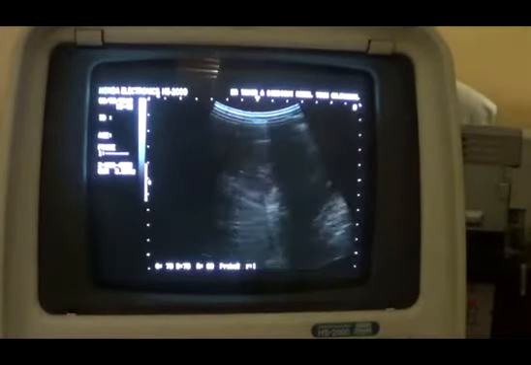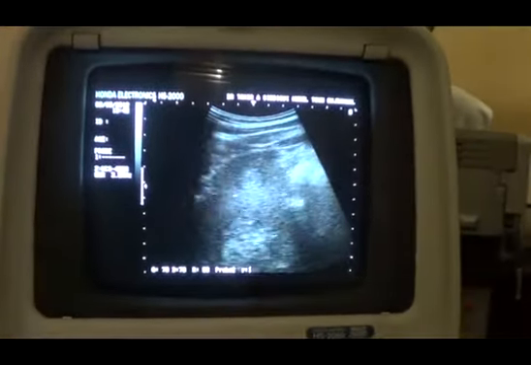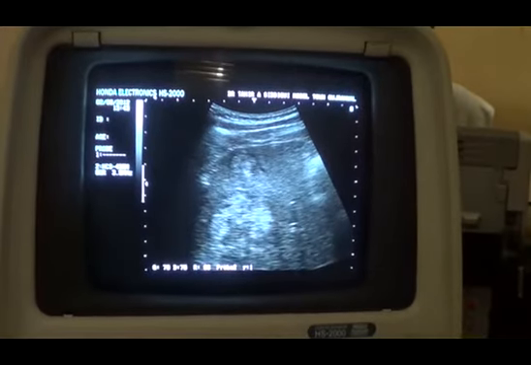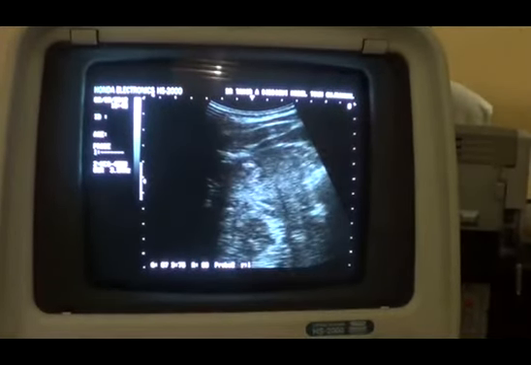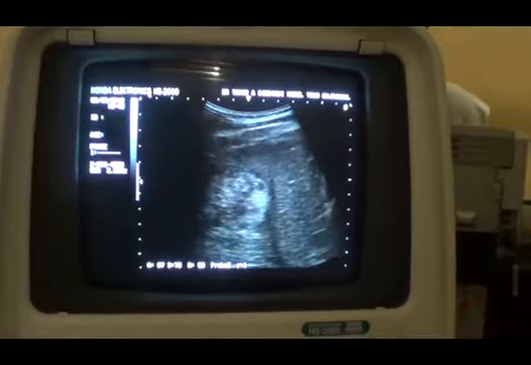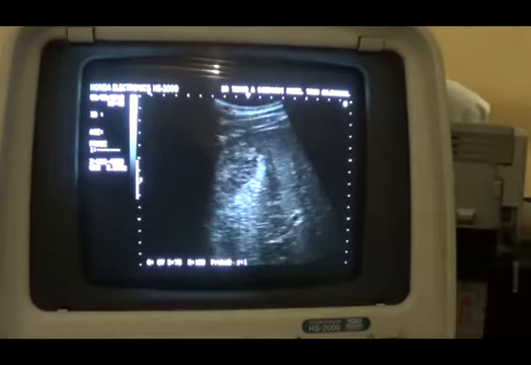Now there is a focal lesion. When I place the probe in the subcostal region and ask the patient to take a deep breath, you do see a focal lesion.